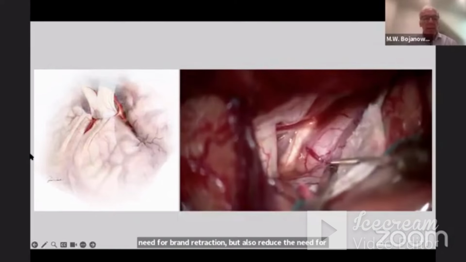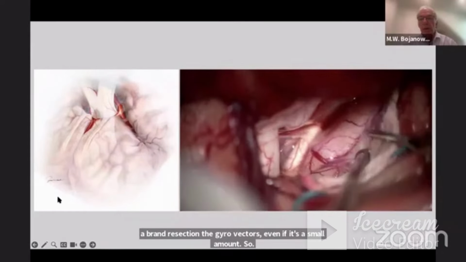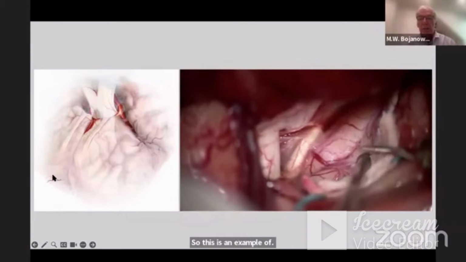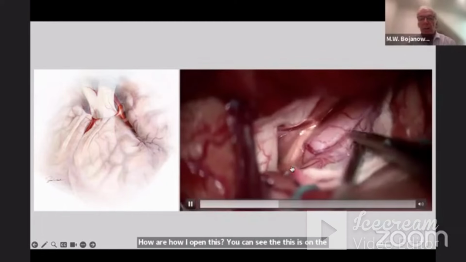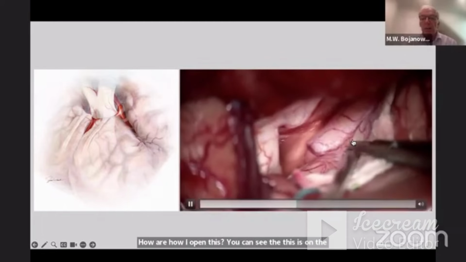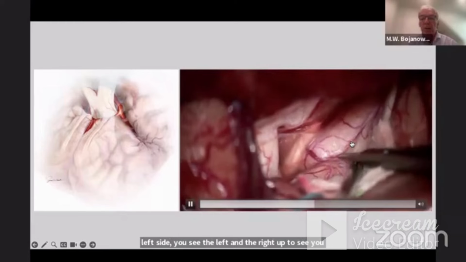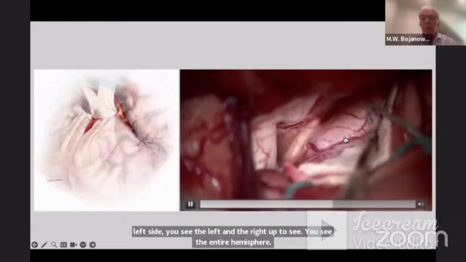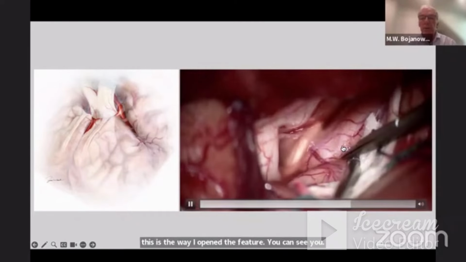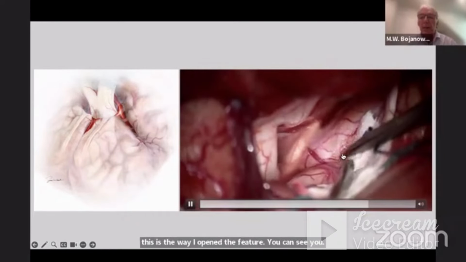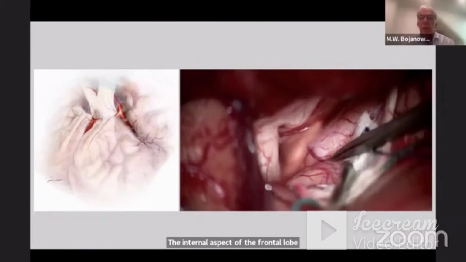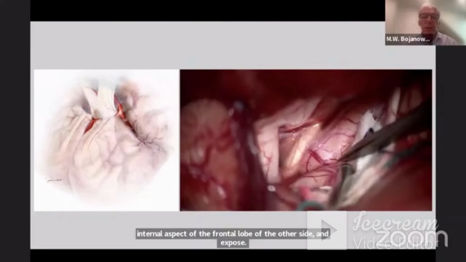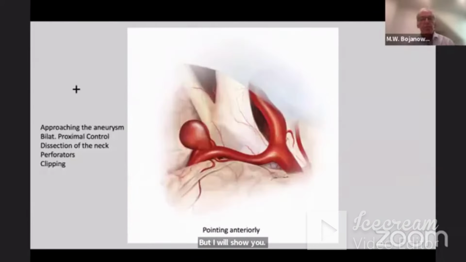So this is an example of how I open this. You can see this is on the left side. You see the left and the right optic nerve. You see the interhemispheric fissure, and this is the way I open the fissure. You will be able to see the internal aspect of the frontal lobe of the other side and expose. But I will show you more videos of this approach.